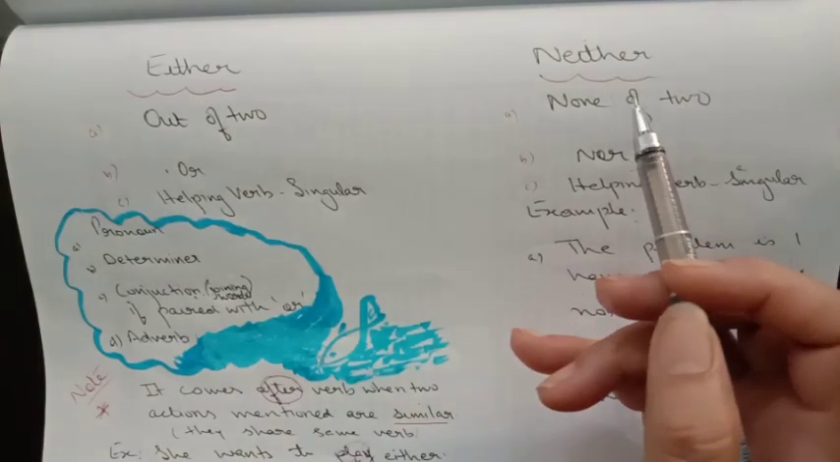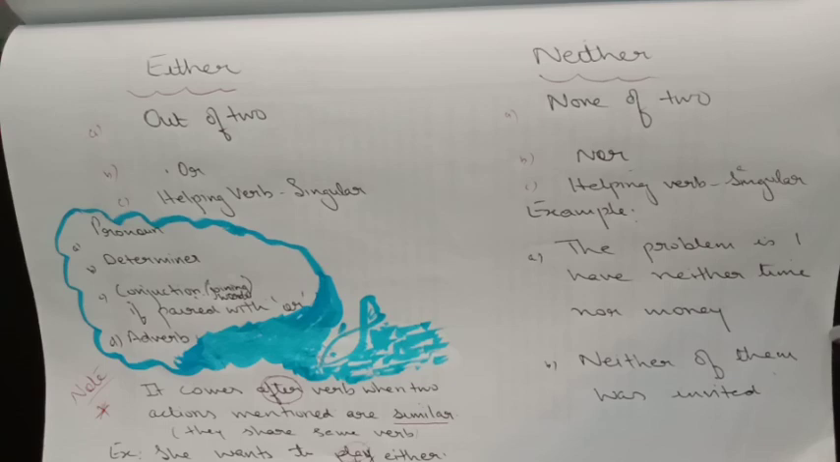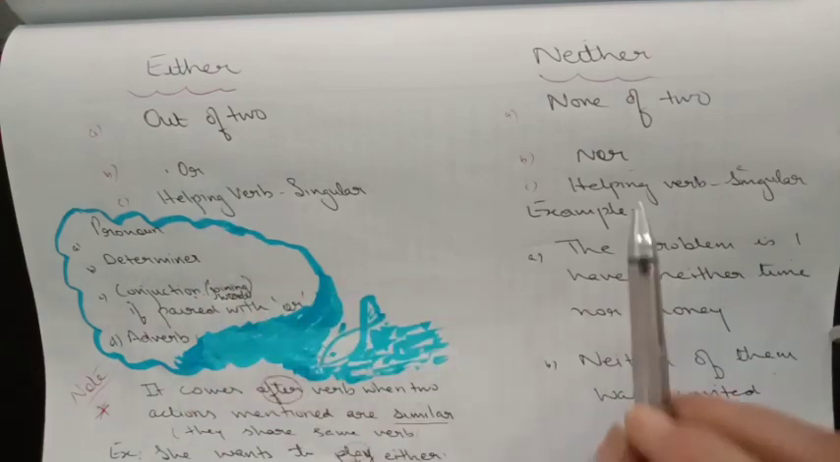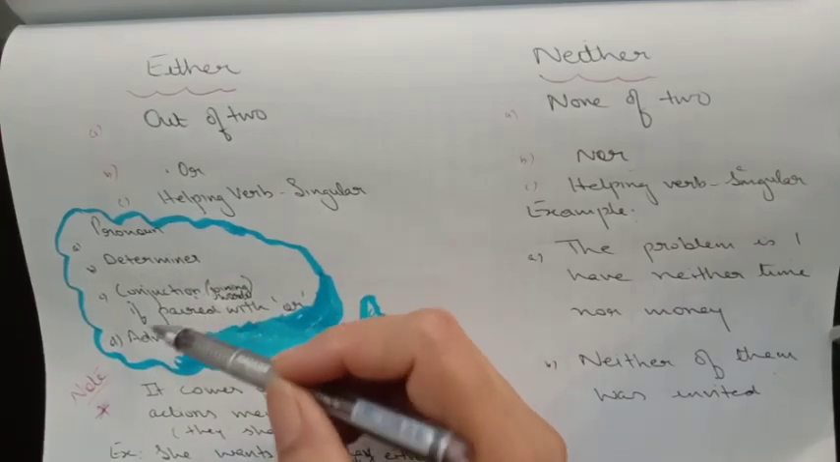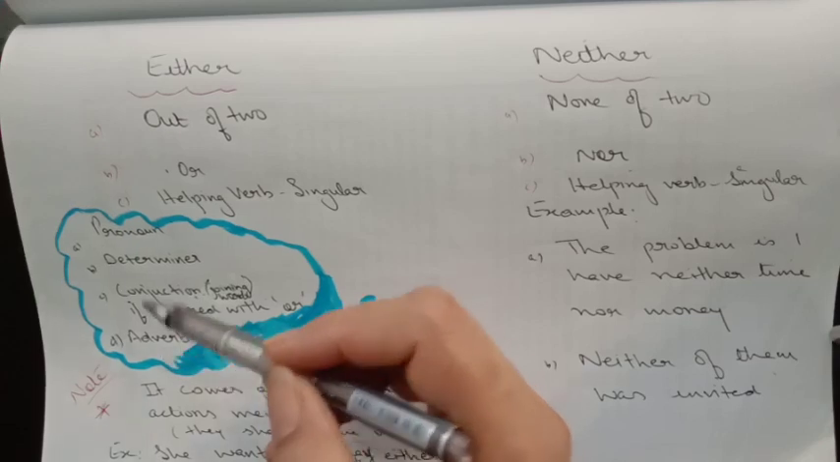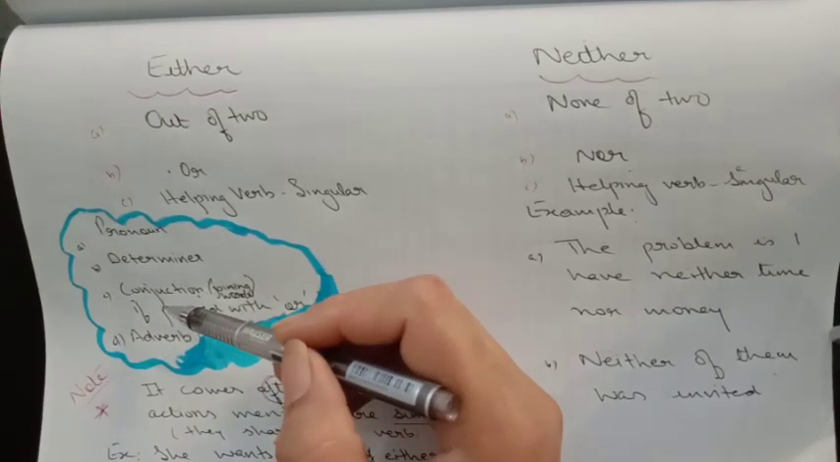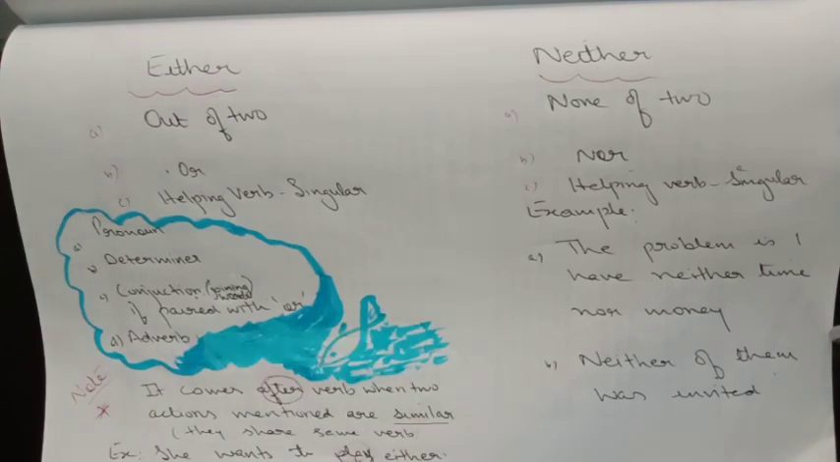Either and neither. These are also determiners. Either means out of two, or. Neither means none of two, nor. You'll use a singular helping verb for either also and for neither also. Either can be a pronoun, a determiner, a conjunction, or an adverb also.